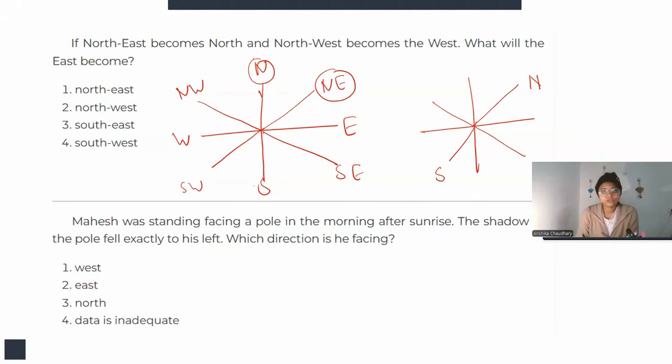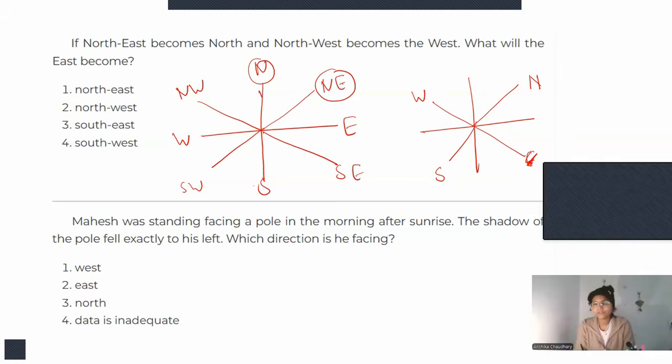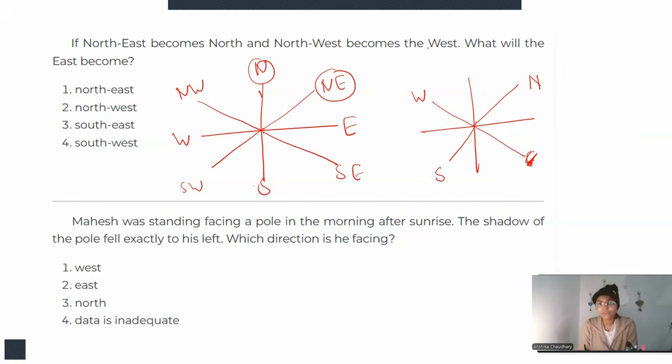Now north and northwest becomes the west. Northwest becomes the west, so it will become west, right? So if it is west, so it would be east, right? What will the east become? We don't have to use auto change, but accordingly we need to change that. What will the east become? Here, this is east, right? So here, what will it be? It will become northeast basically, right?